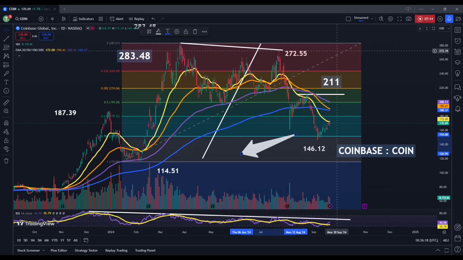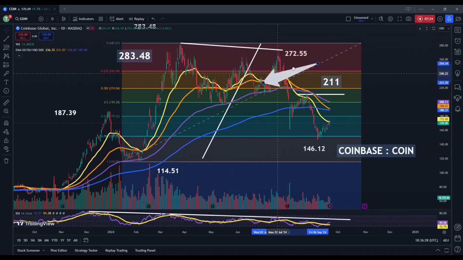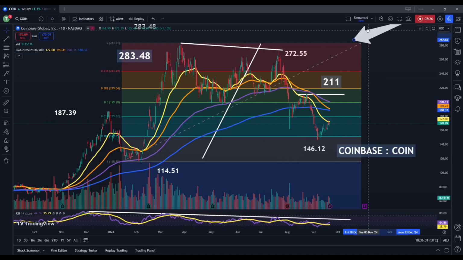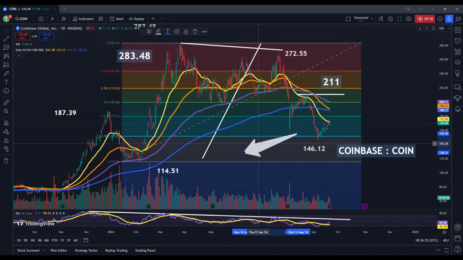If we were able to break above there somehow, that would be the long-term trend signal that you would want to see if you're long this stock, because then at the very least, you're looking at a retest of the all-time highs at 283. And then if you were to see a break above there, then this entire downward trending bearish condition could then be finally invalidated and reversed.